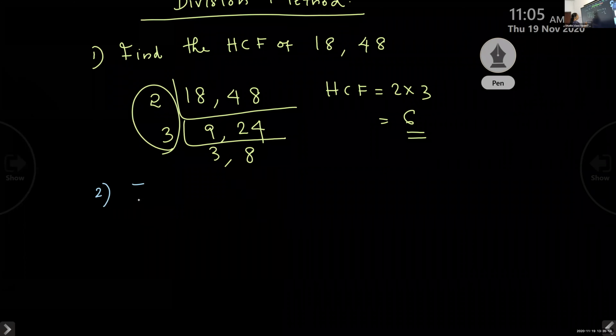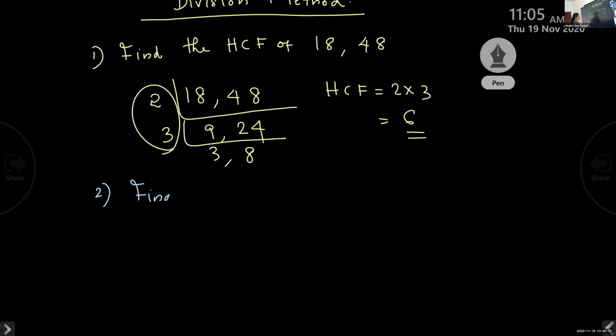Okay, children, now we will explain one more question. Afterwards, you can write the notes. I will explain one more question. So this is the first one. And the second question: find the HCF of 30 and 42.